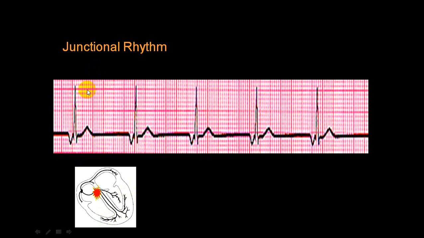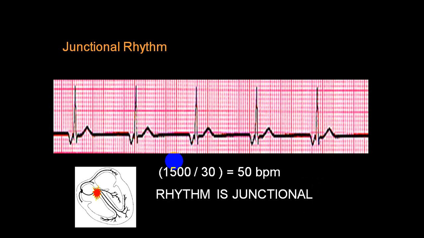This is calculated by 1500 divided by the number of small squares between R to R. Roughly this is 30 small squares, so 1500 divided by 30 comes to 50. The nodal rhythm rate is between 40 and 60. Hence this is called a normal junctional rhythm. The rhythm is junctional, and rate wise it is normal. This is not called bradycardia because the junctional rate is between 40 and 60, so this is a normal rate.